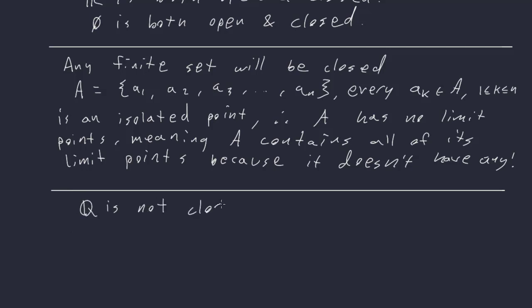All right, now we know Q is not closed because it has plenty of limit points that don't exist in it. In fact, it has an infinite number of limit points not contained in it.